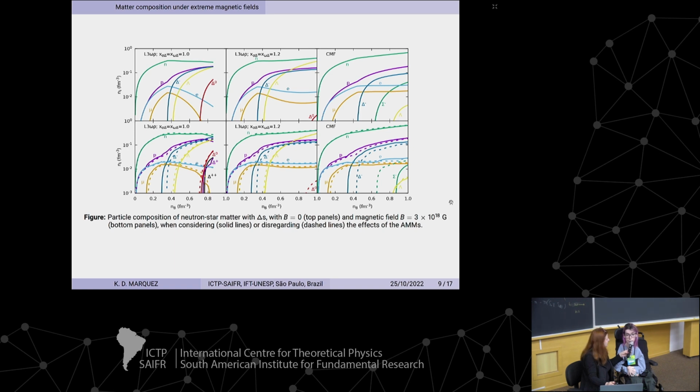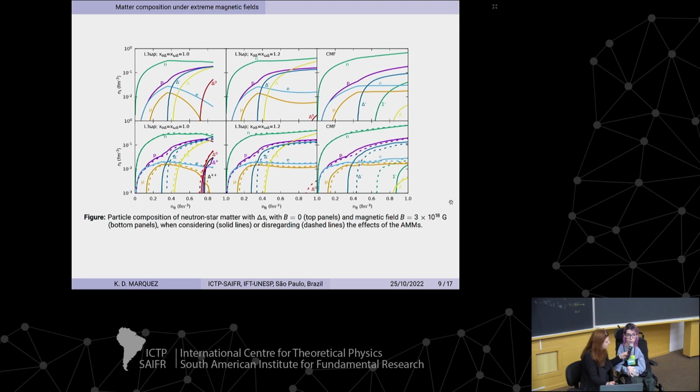In the first line of plots, I show the results without the magnetic field. So we can see that neutrons dominate, and then protons and electrons start appearing. Here you can see how the particle population varies with the density. The first two columns vary how the deltas couple, and the third is another model used for comparison. I won't be talking about them. But we can see that by varying the delta meson coupling, we change a bit how early or late the delta particles start appearing.